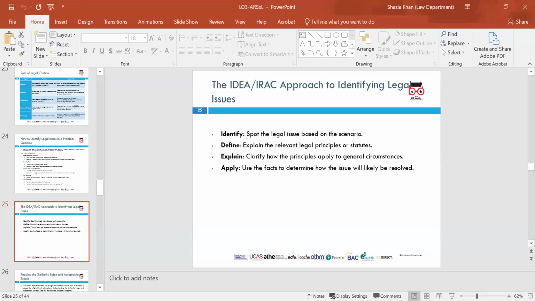So the approach to identifying legal issues, you would look at the element of the IRAC one and the IDAC one. The IRAC is the method that provides the framework for organizing your thoughts and ideas when writing a legal issue. It's an analytical method used to dissect legal issues. So IDAC is issue, identify, define, explain. And the IRAC one is issue, rule, application, and conclusion, and it is an effective way to write an essay.